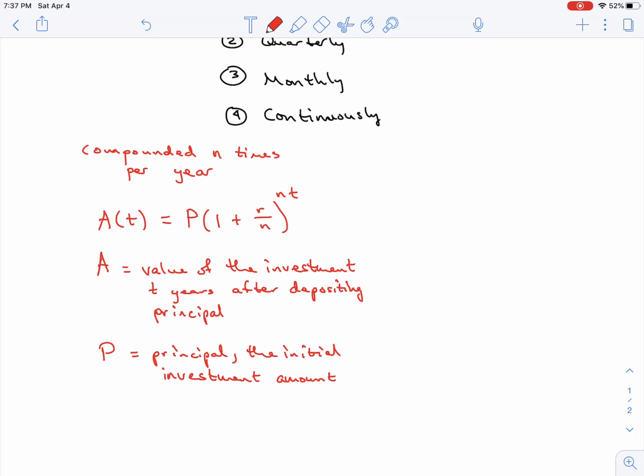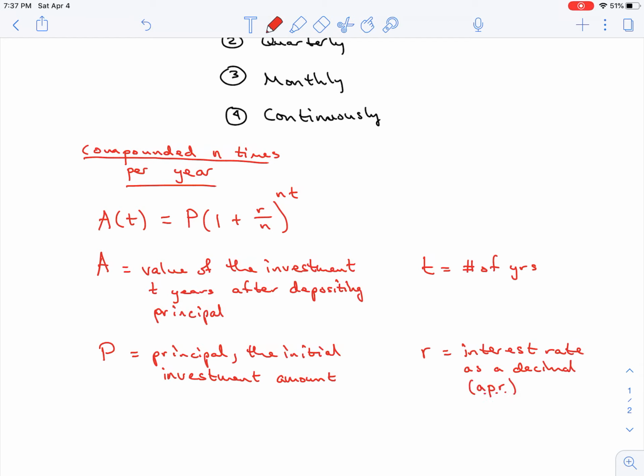N is the number of times per year as indicated in the heading here. And T, in any situation, T will be the number of years. And R will be the interest rate as a decimal. Sometimes referred to as the APR, annual percentage rate.